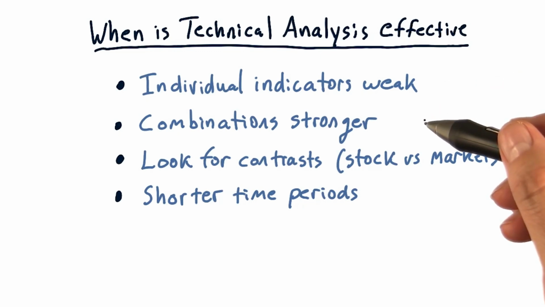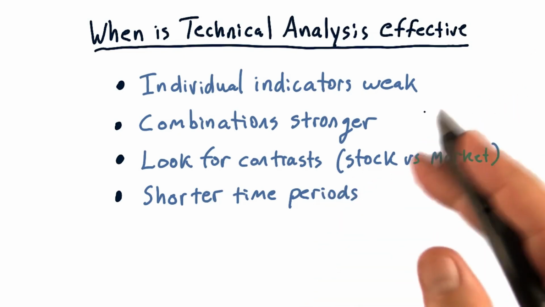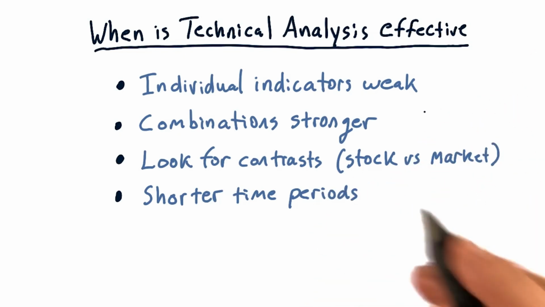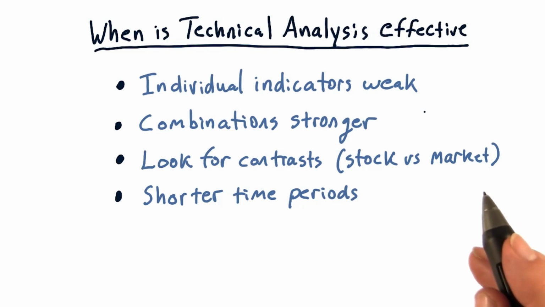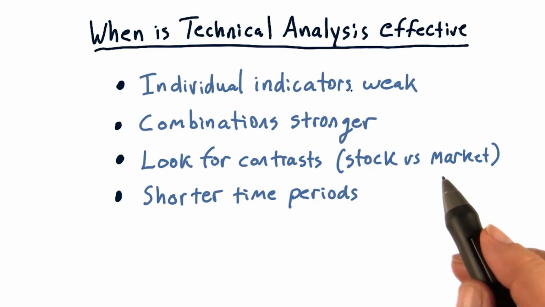However, combining multiple indicators adds value. I see over and over again that combinations of 3 to 5 different indicators in a machine learning context provide a much stronger predictive system than just an individual indicator.